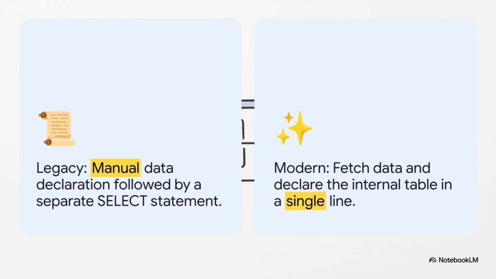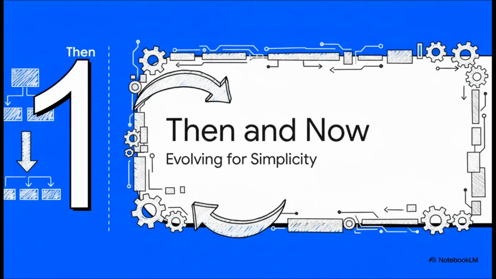I mean, just look at this. The difference is night and day, right? On the left, you've got the classic way of doing things. Declare the table, then select into it. We've all written it a million times. But on the right, a single, clean line that does the exact same thing. This is what Modern ABAP is all about, simplicity. But, and this is a big but, we're about to see how that simplicity can hide some serious traps if you're not paying attention. So first up, let's talk about then and now.